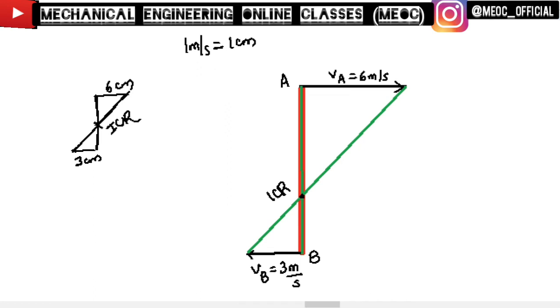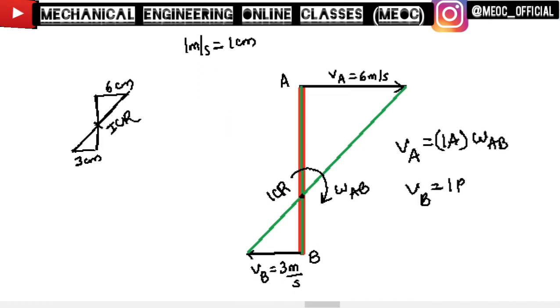And because VA is rightward, the object tends to rotate in clockwise direction, so omega AB will be in clockwise direction. Here also we can find omega AB from these relations. VA is IA into omega AB, or VB is also equal to IB omega AB, from which we can find any unknown. Omega AB is unknown. So let us see an example of how to find the velocity of any point at a particular instant using the instantaneous center method in the next video lecture.